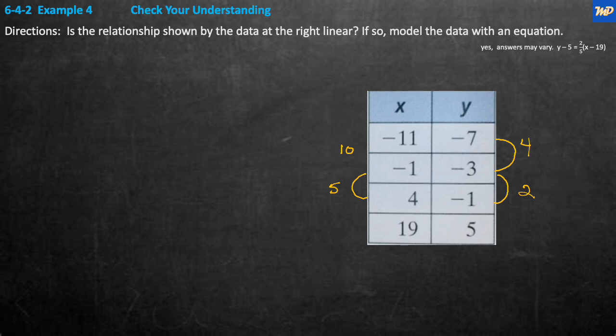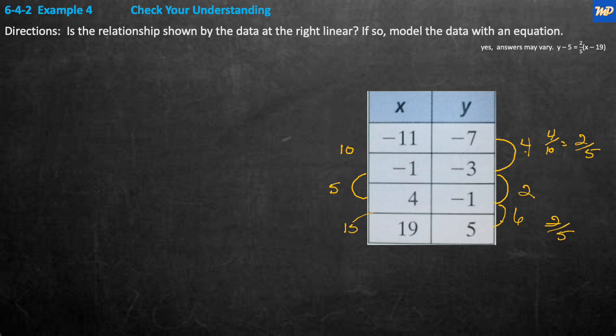And it really doesn't matter, but you could do the last one. 5 minus a -1 is 6, and 19 minus 4 is 15. Okay? 6/15 is what? 2/5. And 4/10 is equal to 2/5. So this is linear.